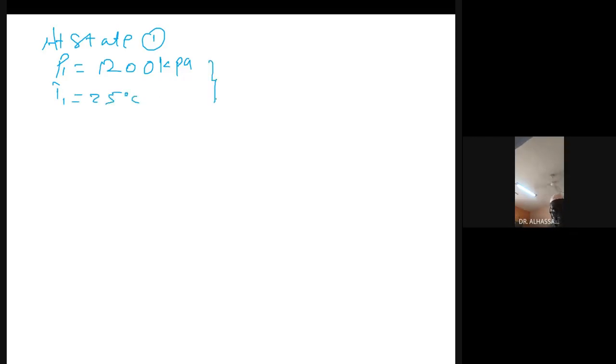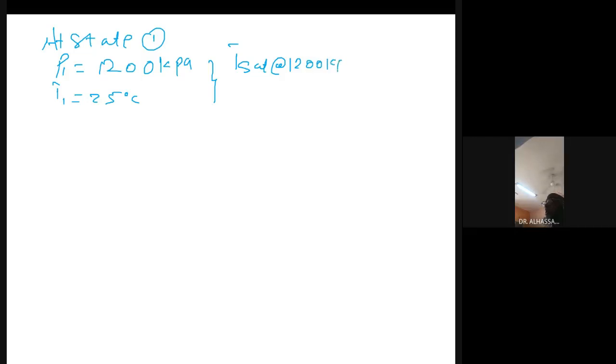So now the properties of the fluid at state 1. At state 1, we know that P1 equals 1,200 kilopascal, and similarly, T1 is equal to 25 degrees Celsius. So now we need to determine this state. Is it superheated? Is it compressed liquid? Is it a saturated liquid-vapor mixture? First, we need to find T saturation at what?